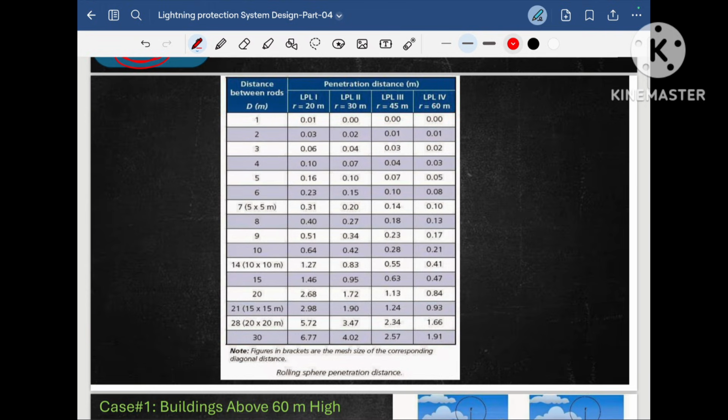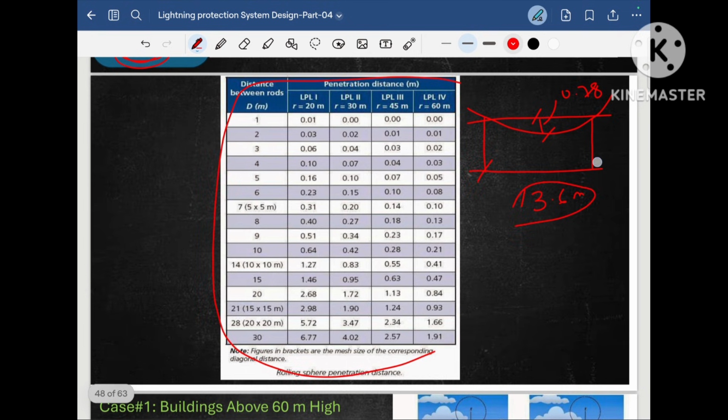As we saw in our calculation, when the distance between the two air terminals is 13.6 meter, the penetration depth is 0.78. We calculated this one. This is the table given by IEC. So what is the distance between the two air terminals? In our case it is 13.6, which is almost equal to 14 meter.